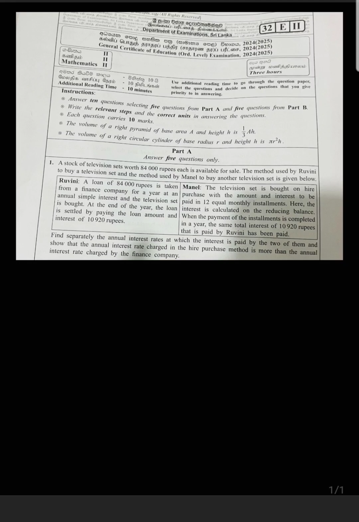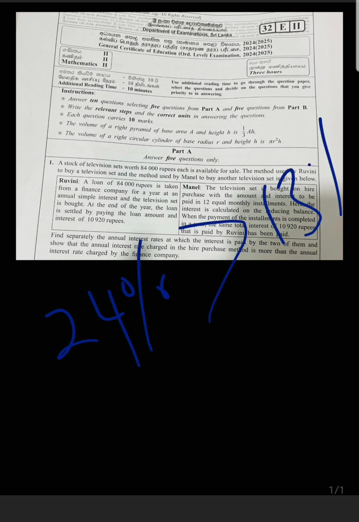So as per the question, see here, they are saying find separately the annual interest rates at which the interest is paid by the two of them, and show that the annual interest rate charged in a hire purchase method is more than the annual interest rate charged by the finance company. The hire purchase method is more. So the annual interest rate in the hire purchase is 24 percentage, so it's more than the 30 percentage. Okay, now this is the answer for the first question.